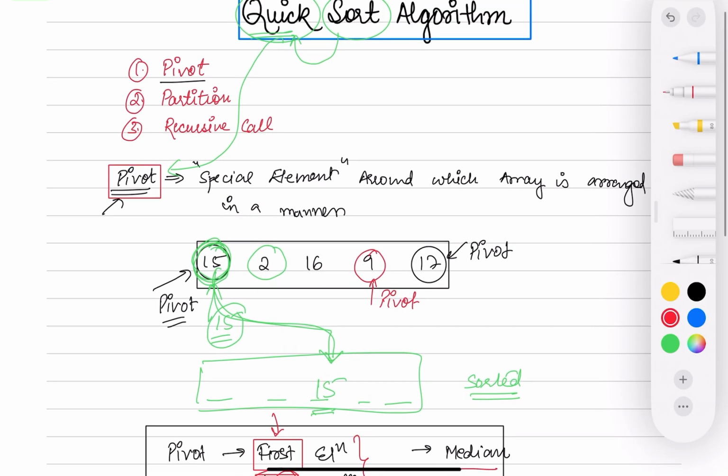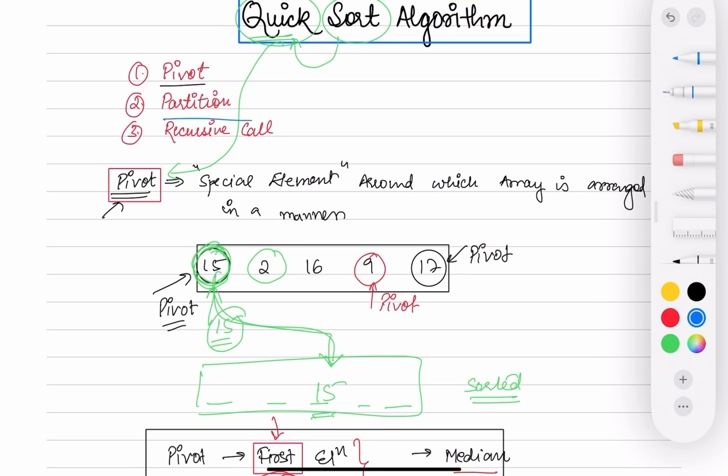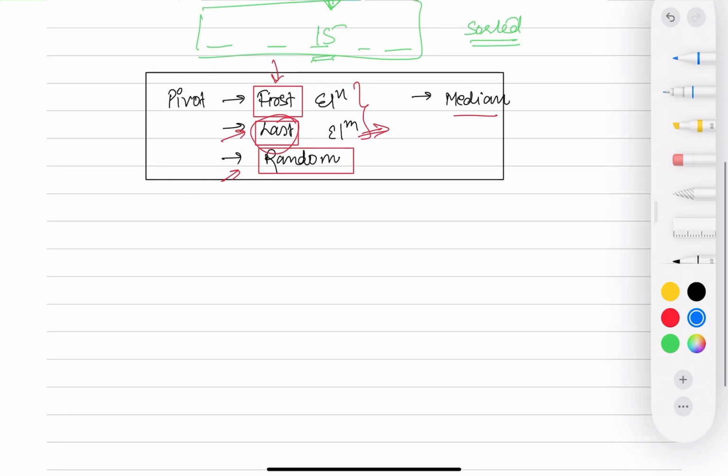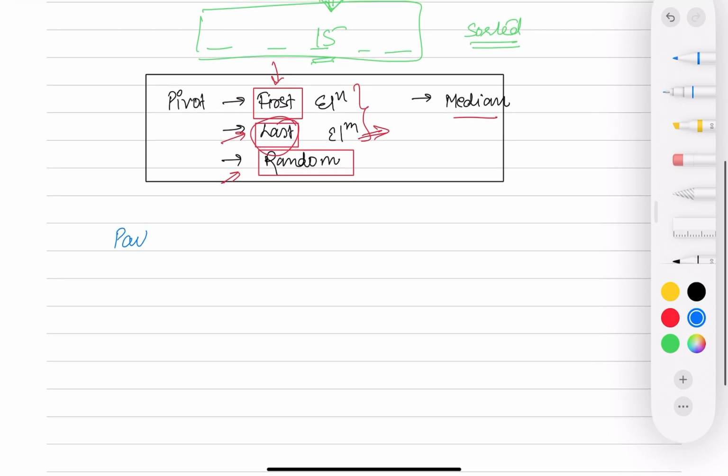The second concept is partition. Quick sort is also based on divide and conquer. So what is divide and conquer? Basically, you have a problem, you divide it into two parts, and then you tackle each part to get it done. This is divide and conquer. Basically, the same fundamental we have is partition.